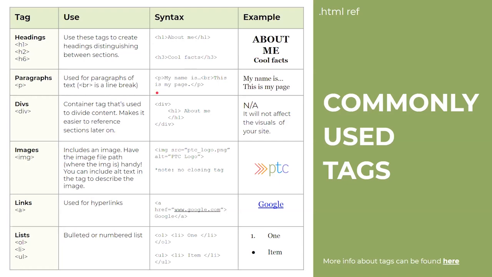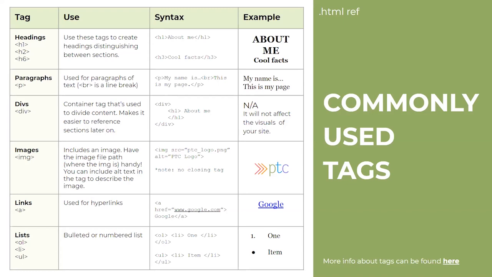Finally, we're going to be talking about div tags. These are container tags that are used to divide content. This is a really, really important tool to use when you're styling your pages, because you can divide it up into different sections that might all have the same font or same size or same background color or anything else. But the thing about divs is that they will not directly affect the visuals of your site. It's just a really good way to group your content together.